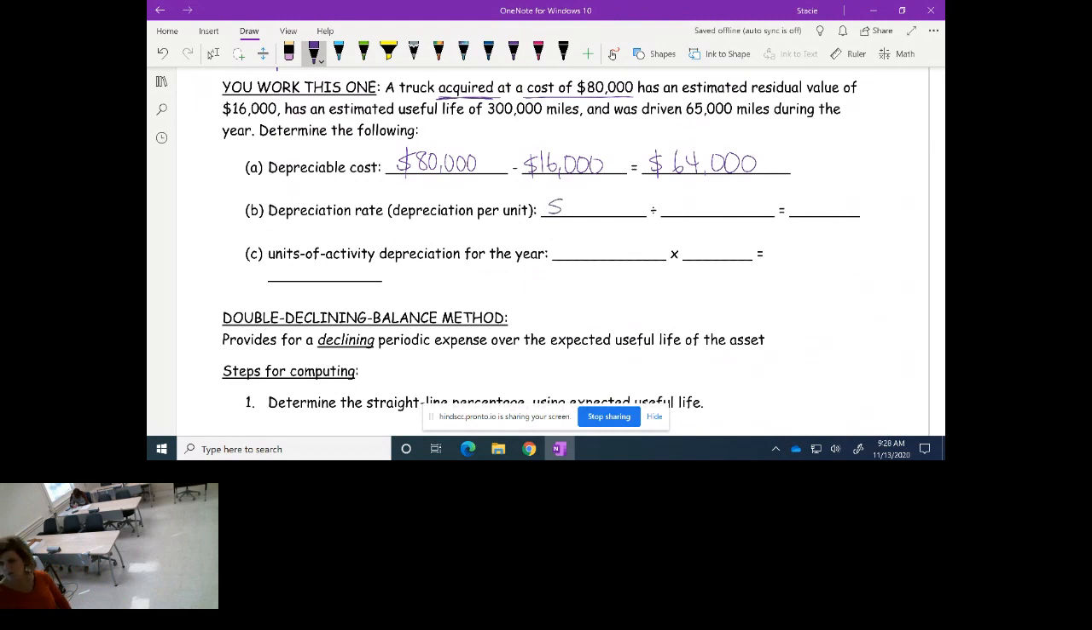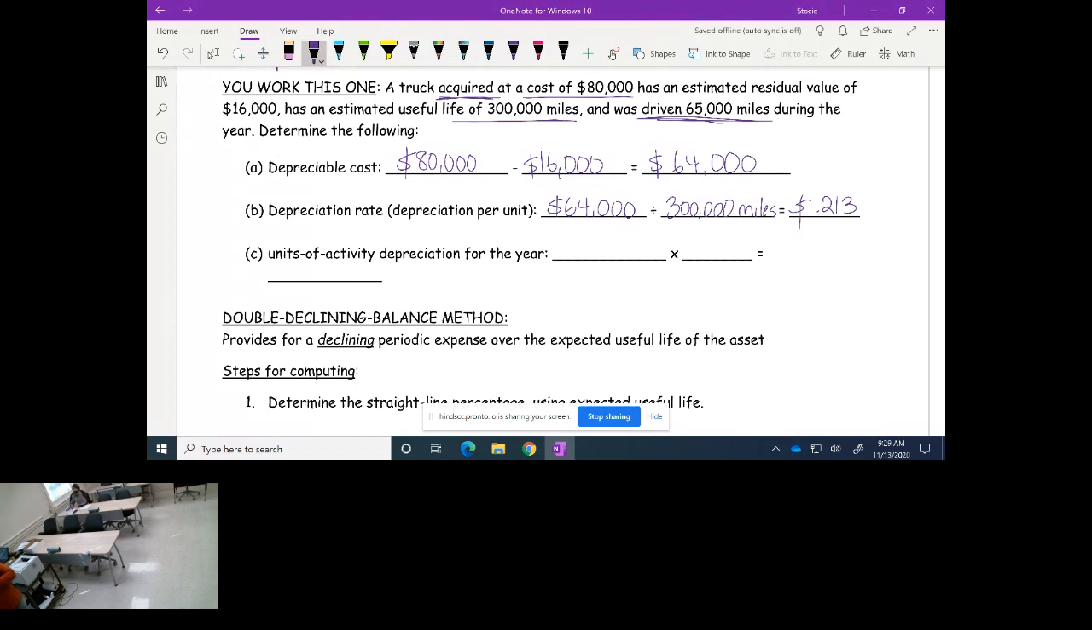Okay, so if we take our depreciable cost and divide it by the total number of units they anticipate, this is miles. This is what they expect. This is a truck. They expect it to be useful for 300,000 miles. So we're going to divide our cost by 300,000 miles to see how much we are going to depreciate for every mile that truck is driven. So 64,000 divided by 300,000. It's going to be in the pennies, isn't it? 0.213 repeating. Yeah, so we'll just say 0.213, or 21 cents, whatever. Let's be accurate.